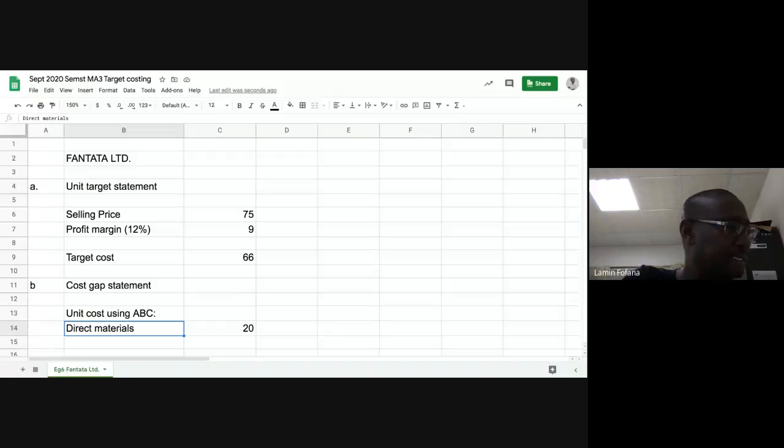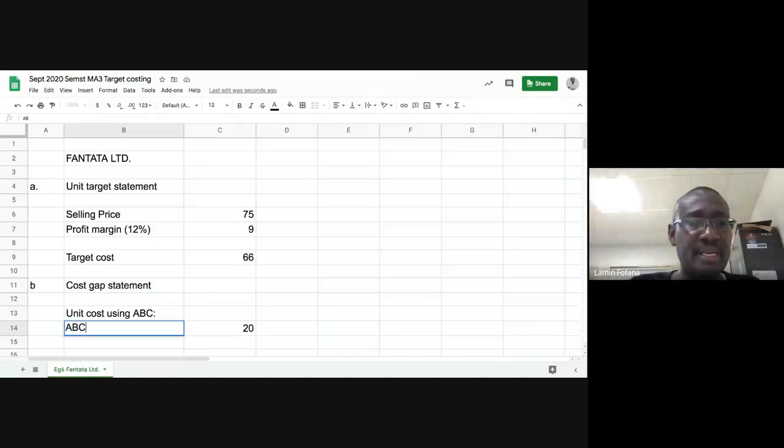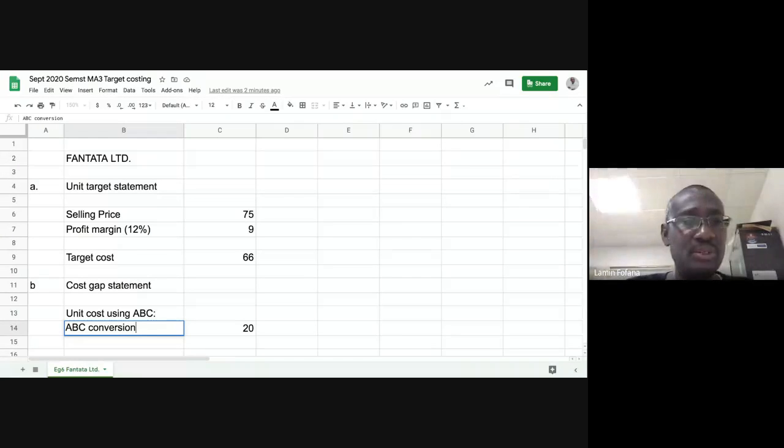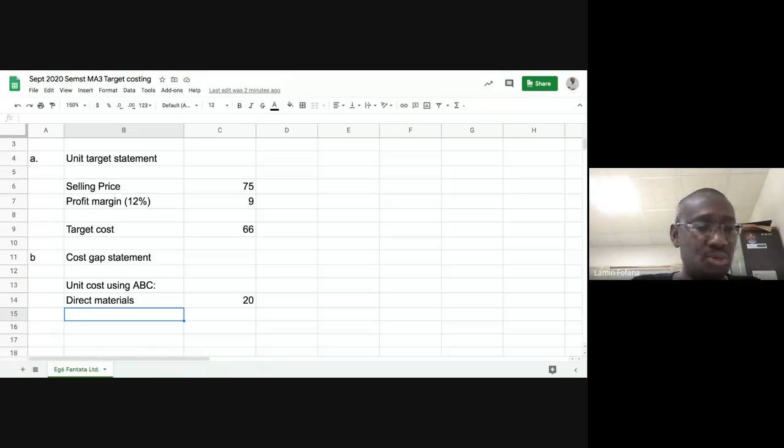So what we look at is the ABC variable conversion costs. The ABC method that has been used to calculate our overheads. These are the variable overheads. There's no direct labor in the question. Check the question whether there's any direct labor that has been given to you. No, sorry, direct material. Oh, sorry, I'm overriding. You're right. Sorry. Okay. So that's ABC conversion cost.